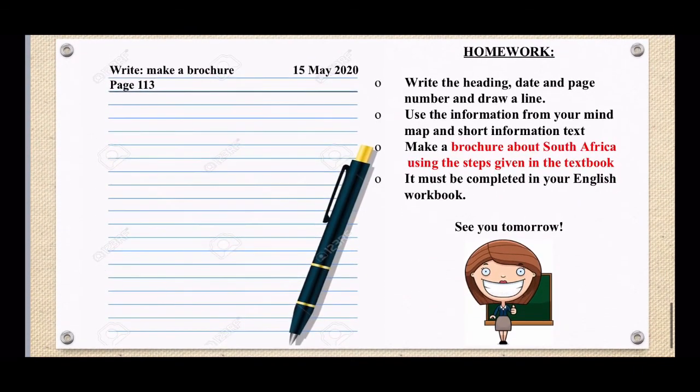Okay, so for homework, you're writing the heading, date and page number, and draw a line. Use the information from your mind map and short information text, and then you make a brochure using that information about South Africa, and you use the steps that were given to you in the textbook, right? So please do this on an A4 page, and once you're done, you can just paste it in your book, or staple it, or just leave it in your book where the heading is, so that I can see it and mark it once we get back to school.